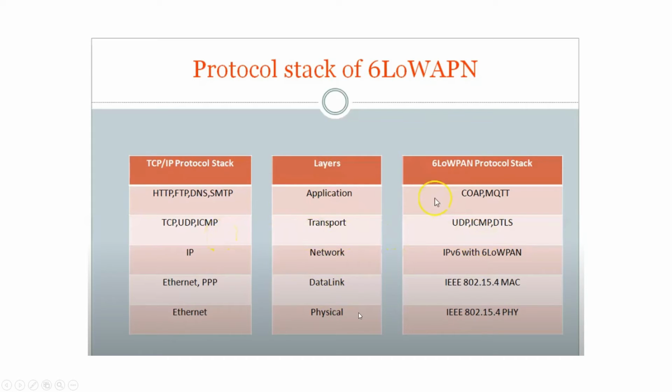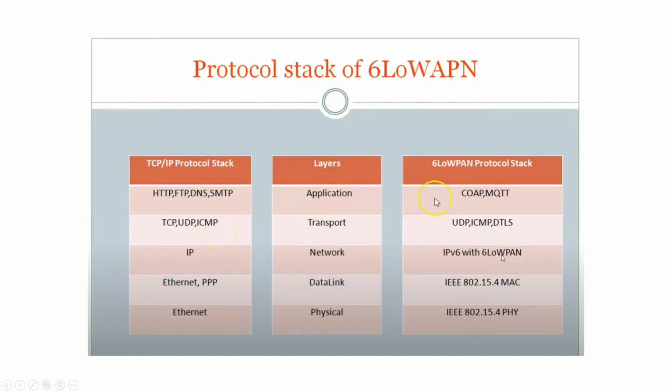Okay. So this is the protocol which is used in the physical layer. This is the protocol which is used in the MAC layer. This is a protocol which is used in the network layer. So now you can see that in the network layer we will basically have the IPv6 protocol, along with IPv6 with 6LoWPAN.